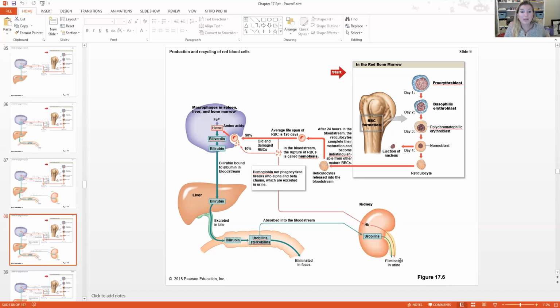So hemoglobin that's not phagocytized, that's just floating around from before the macrophage got a chance to gobble it up, can break down into its alpha and beta chains, and then eventually it's excreted. So let's think about this for a minute.